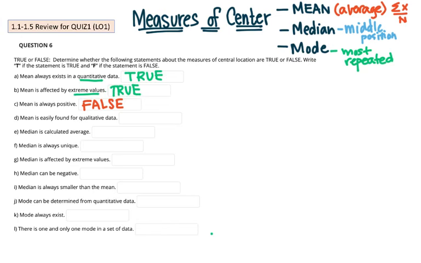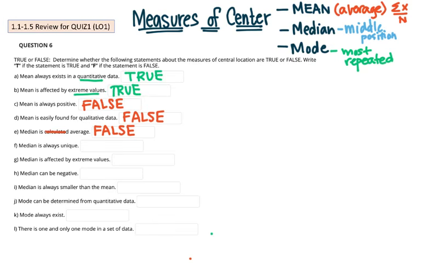Mean is easily found for qualitative data. Now, of course, this is false. Remember, qualitative data means words. You can't add up words. Median is a calculated average. Again, that's false. Calculated means adding them up.